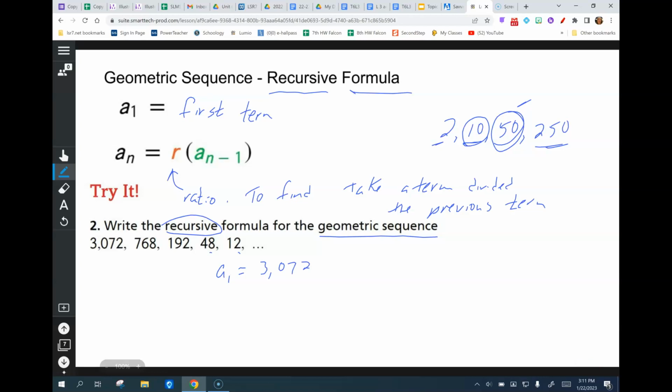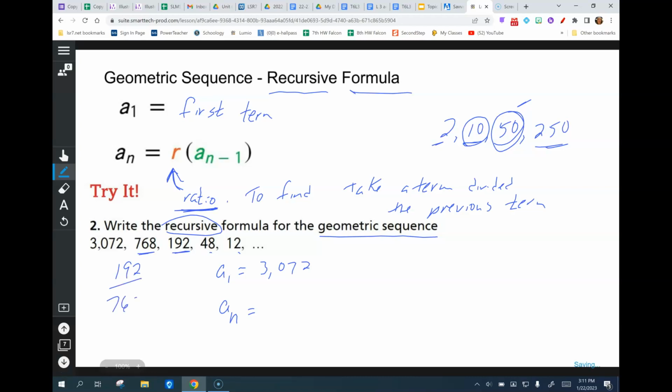So that means that we're going to have a rate that is small. Our rate right here is what we have to find. So a sub n is equal to, we have to find the rate. To find the rate or the ratio, we take a term divided by its previous. So I'm going to take 192 divided by 768.